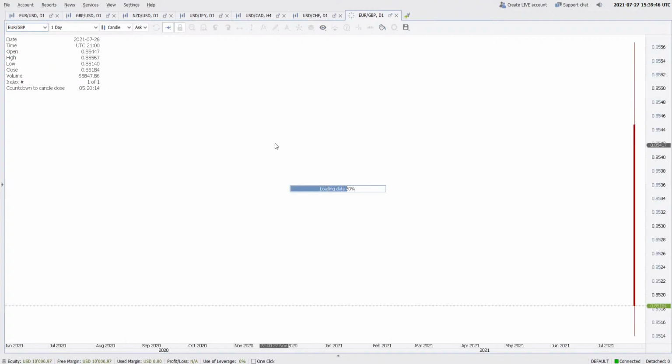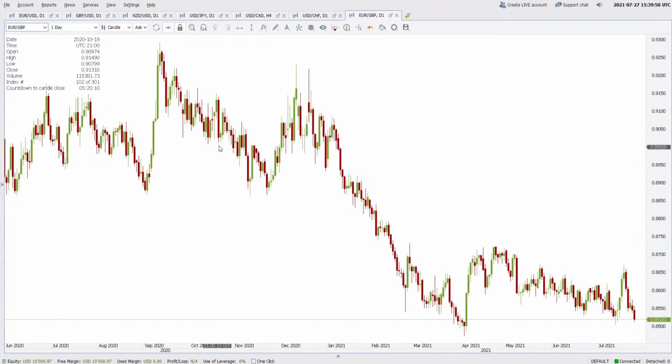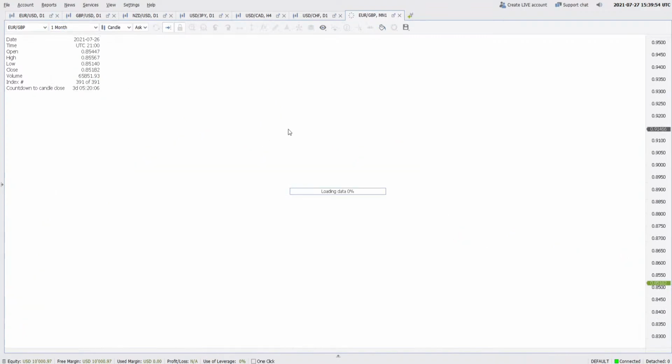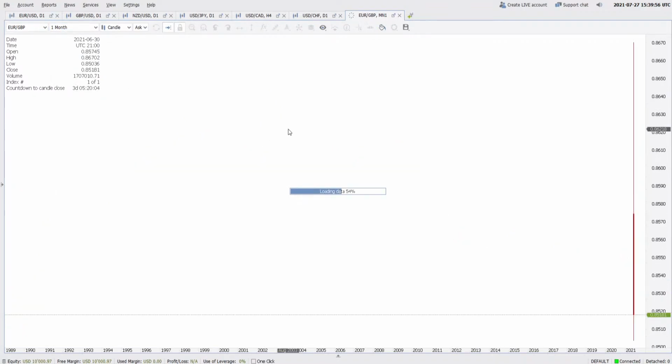Okay, we will be carrying out a top-down analysis of EURGBP, all right? And you will know what is a top-down analysis. So taking out the monthly chart, we will see what is the structure of the market on the monthly.